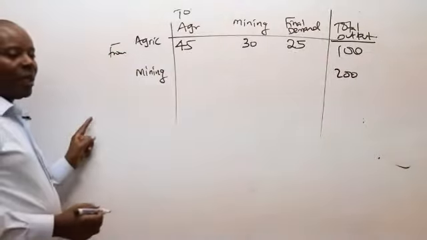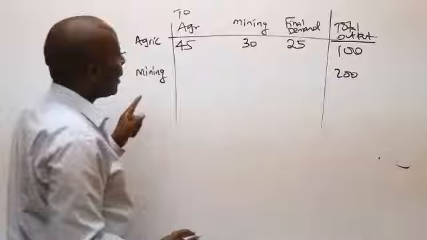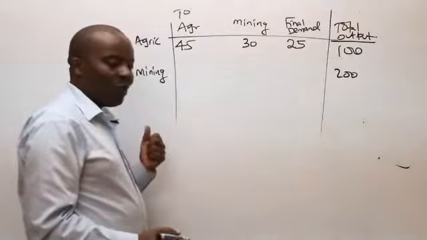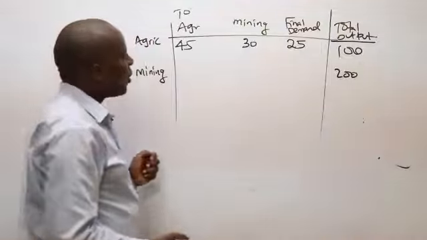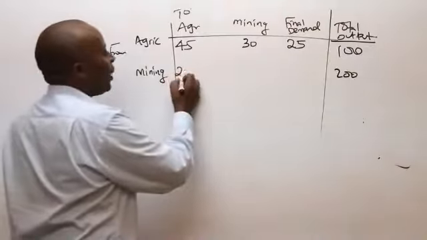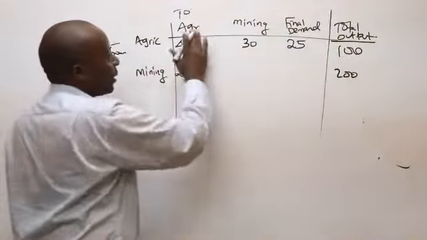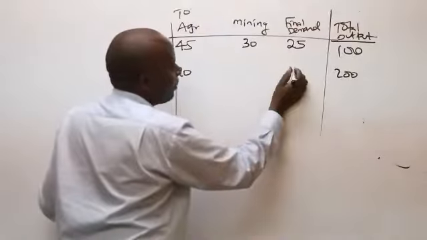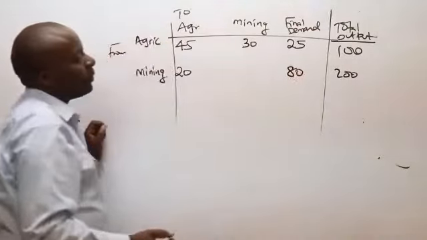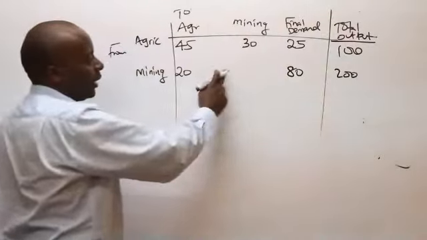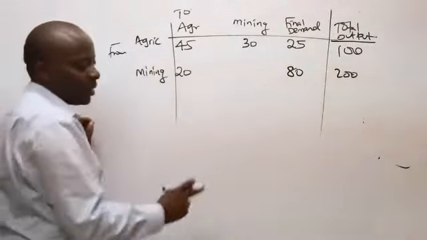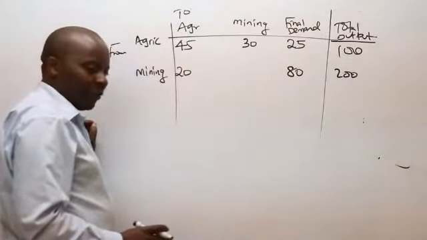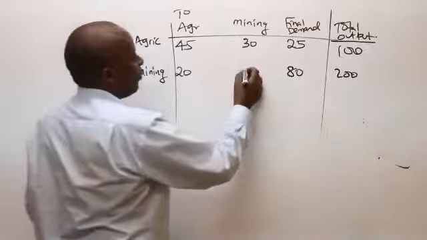Now mining also sends some things to agriculture, for example in form of fertilizers. We need limestone when making fertilizers, right? So mining sends, for example, 20 to agriculture. Mining for final consumption, perhaps 80. So what remains for mining? Somebody, mining alone: the balancing figure.